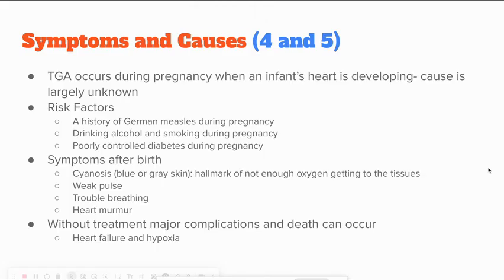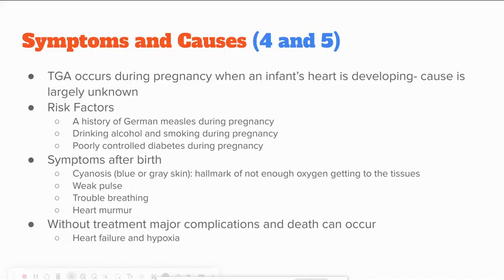Okay, so now let's talk about the symptoms and causes of the transposition of great arteries. So TGA occurs during pregnancy when an infant's heart is developing. Although the cause is largely unknown, we can rule in and consider some risk factors. Those risk factors include a history of German measles during pregnancy, drinking alcohol and smoking during pregnancy, and poorly controlled diabetes during pregnancy.